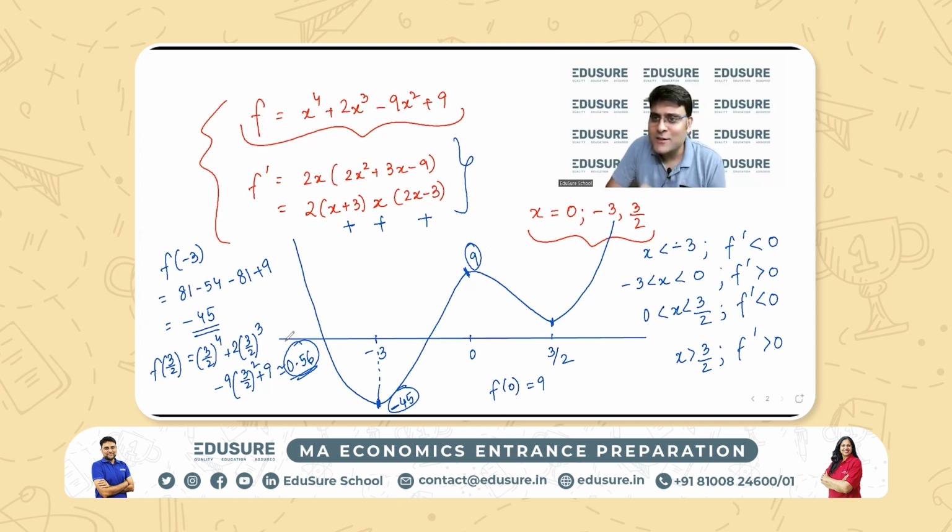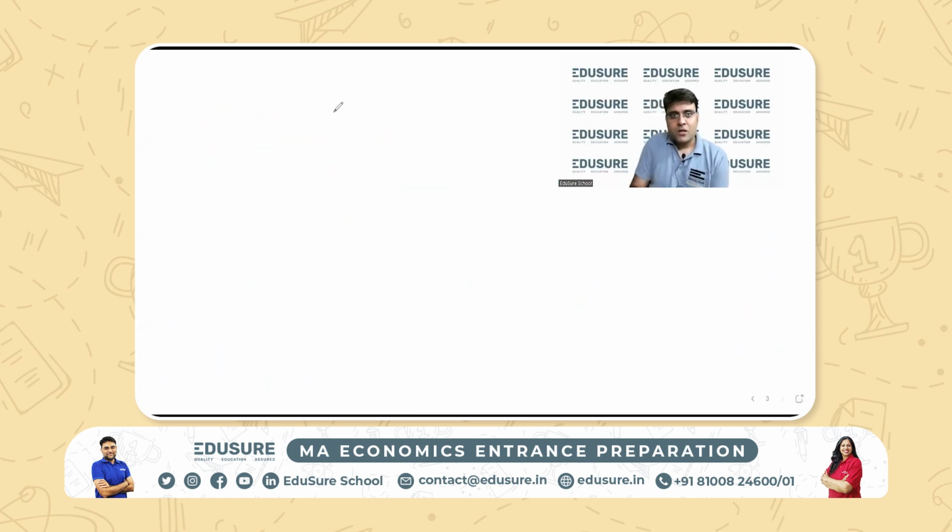So one thing is for certain: the global minima is minus 45. Some of you were wondering that just by looking at f dash, how can you say that x is equal to minus 3 is a global minima? You cannot. You will have to graph it. You will have to see the exact values. Only then can you comment. Otherwise, you cannot say. So I get the global minima.